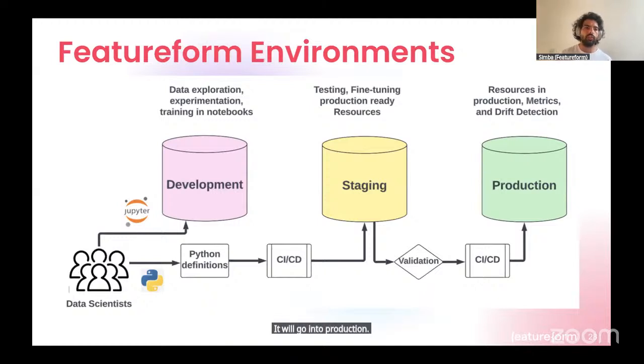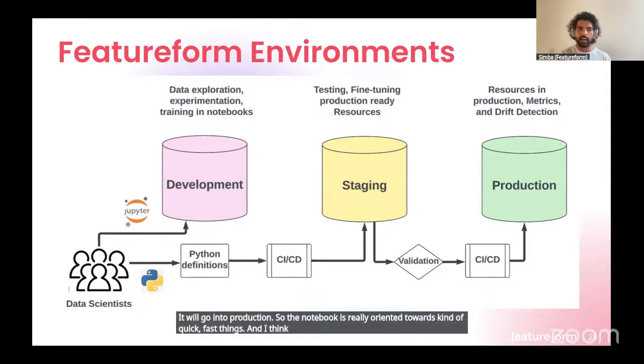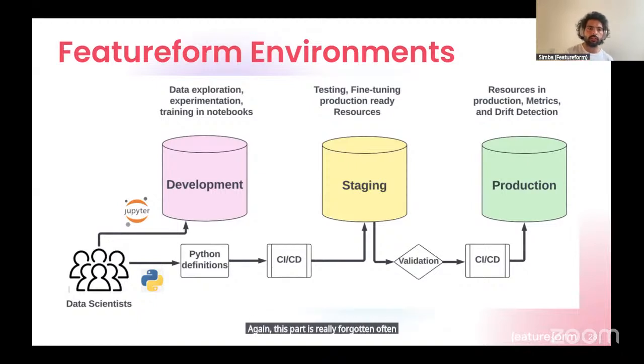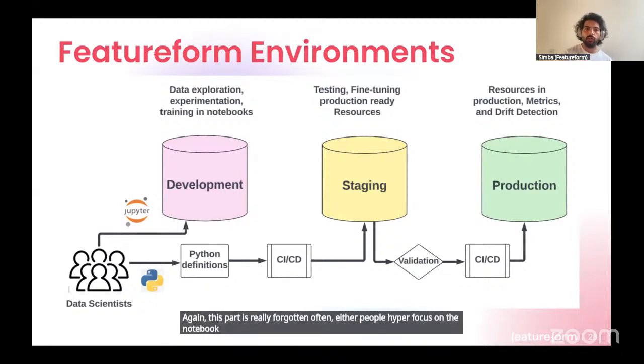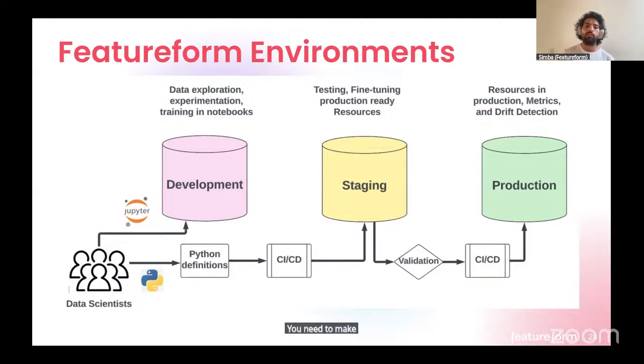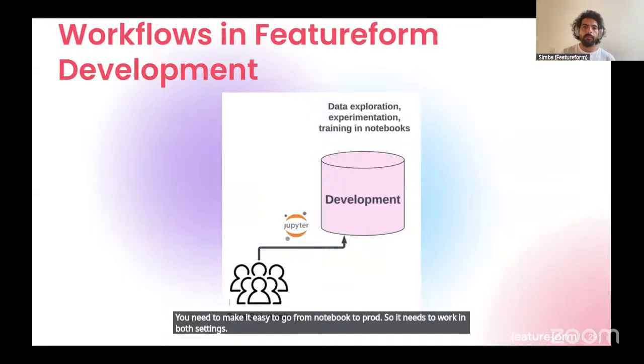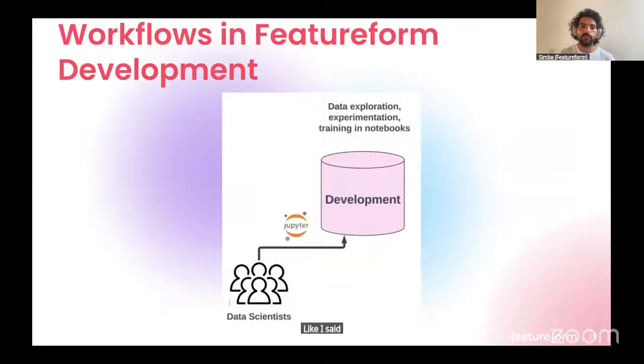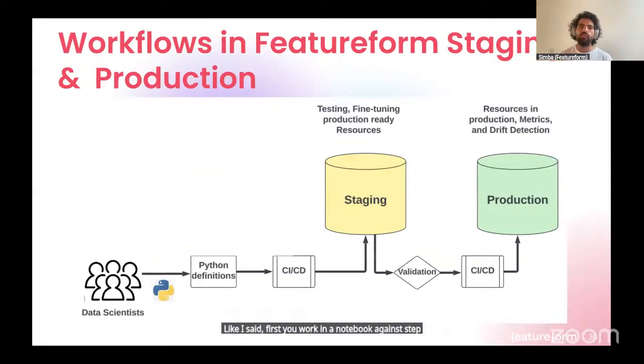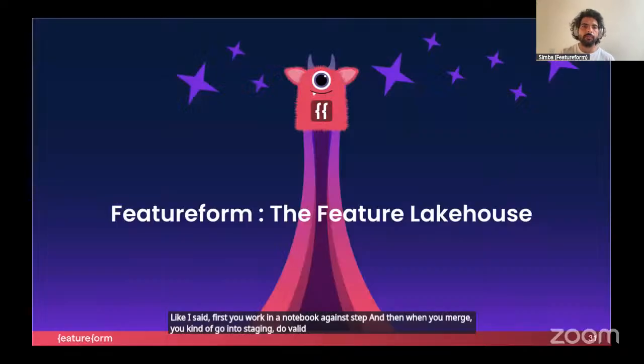So the notebook is really oriented towards quick, fast things. And I think if you're building an MLOps stack from scratch, again, this part is really often forgotten. Either people hyper-focus on the notebook workflow or they hyper-focus on the production workflow. The reality is you need to do both. You need to make it easy to go from notebook to prod. So it needs to work in both settings. Like I said, first you work in a notebook, and then when you merge, you go into staging, do validation, and go to production.